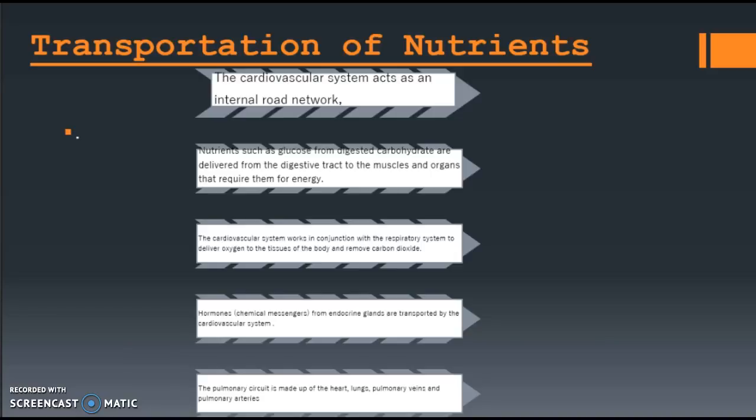So the pulmonary circuit is made up of the lungs, the heart, the pulmonary veins, and the pulmonary arteries. So in order to do this effectively, the cardiovascular system is divided into two different circuits, known as the pulmonary circuit and the systemic circuit. And this circuit pumps the deoxygenated blood from the heart to the lungs, where it becomes oxygenated and returns back to the heart.